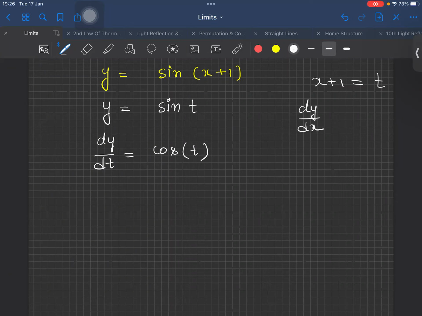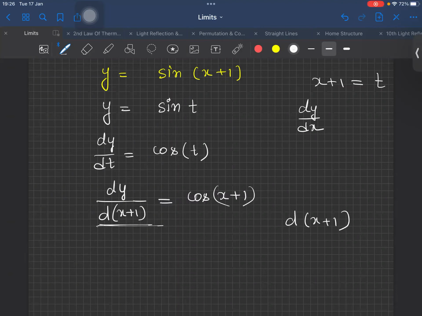But we need to find dy upon dx, not dy upon dt, isn't it? So how are we going to do it? First, let's replace t is equal to x plus 1. So dy upon d of x plus 1 is equal to cos x plus 1. Now check the denominator, d of x plus 1. That means derivative of x plus 1. So this is derivative of x plus derivative of a constant. Derivative of a constant we know is 0. So this will be dx only. So you can write dy upon dx is equal to cos x plus 1, right?